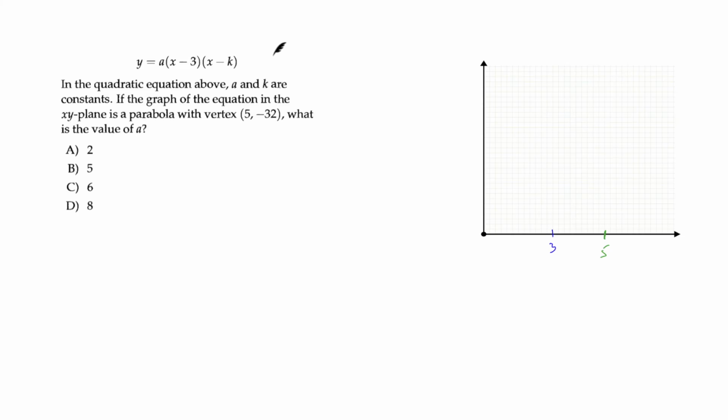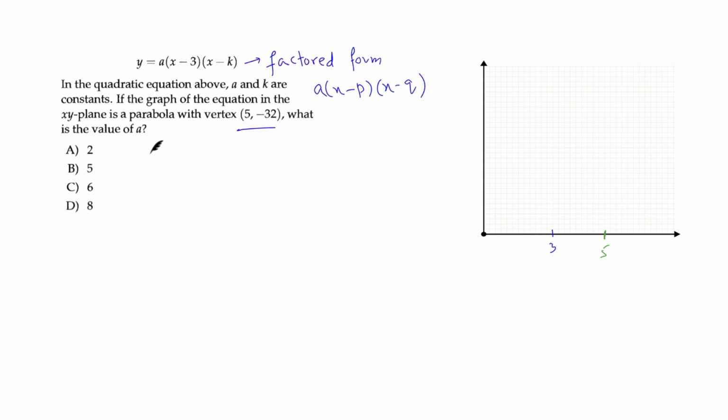Let's have a look at this interesting question. y equals a into (x minus 3) into (x minus k). This is basically the factored form. Remember, we have already talked about this factored form, which is written as a into (x minus p) into (x minus q), where p and q are the factors. If the graph of the equation in the xy plane is a parabola with vertex (5, minus 32), what is the value of a? Please pause the video and read the question again if you want.